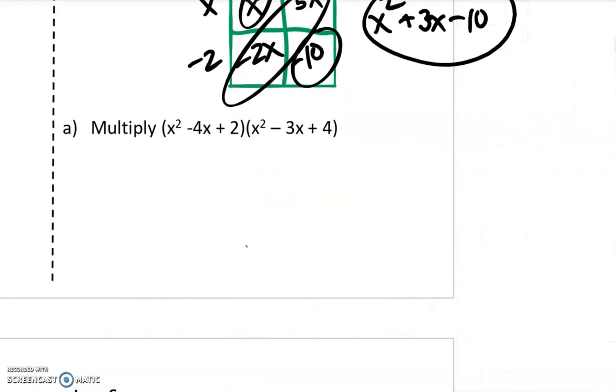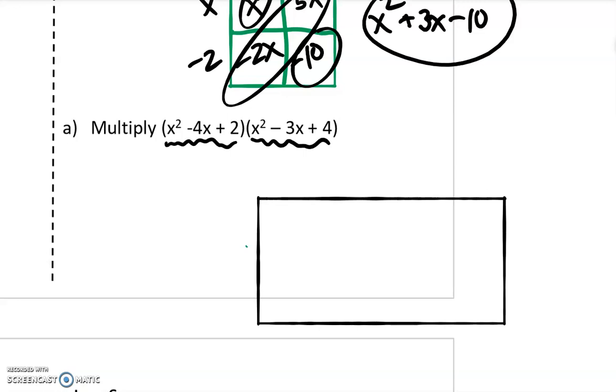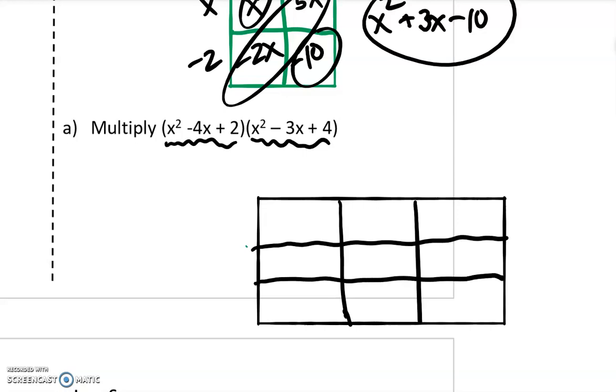Let's look at this example here. We're going to be multiplying, you can see, a trinomial by another trinomial. So I am going to need a larger rectangle. This time I'm going to do a 3 by 3 rectangle. So 3 spots on the top and 3 on the side here. So we should have 9 different results here, as you can see on the inside boxes. On top, the polynomial x squared minus 4x plus 2. On the side, x squared minus 3x plus 4.